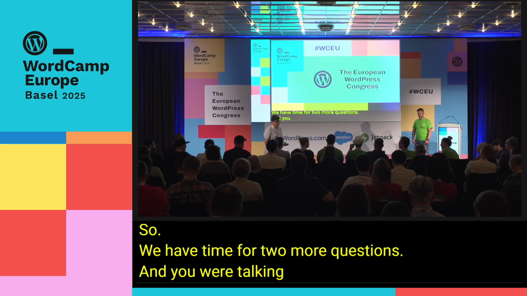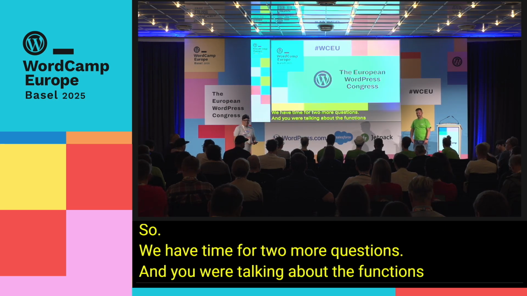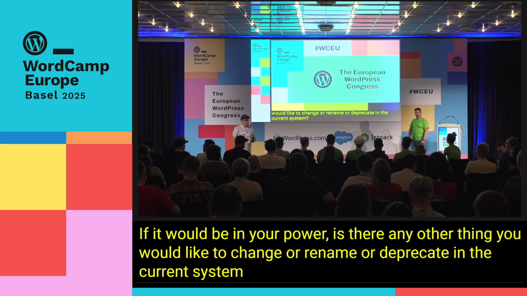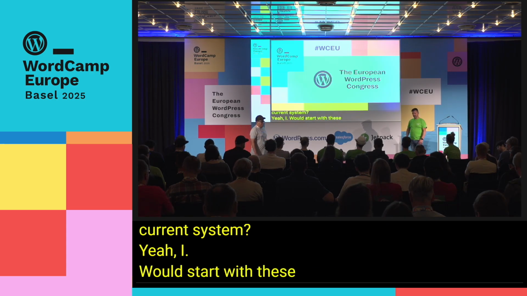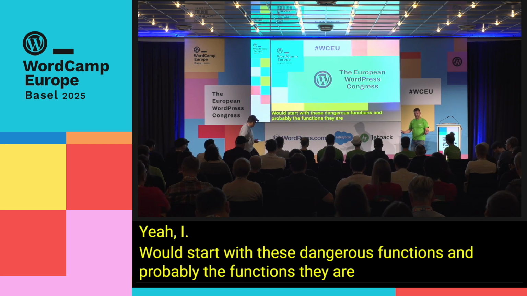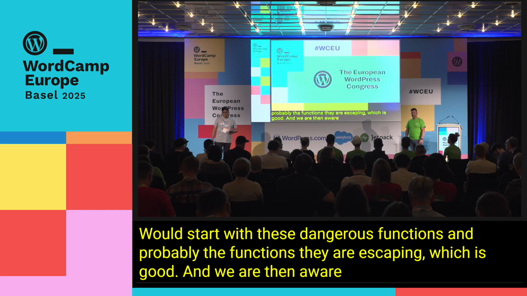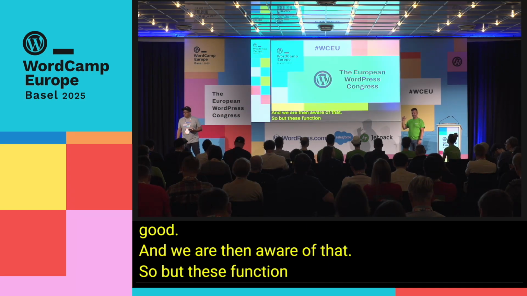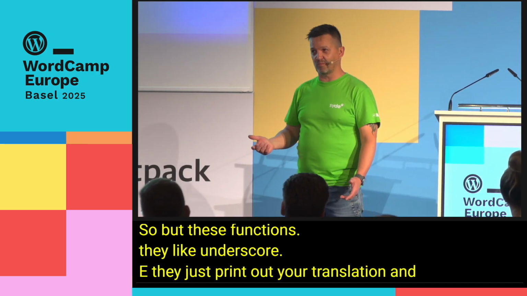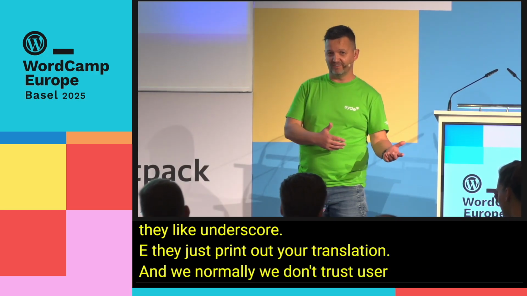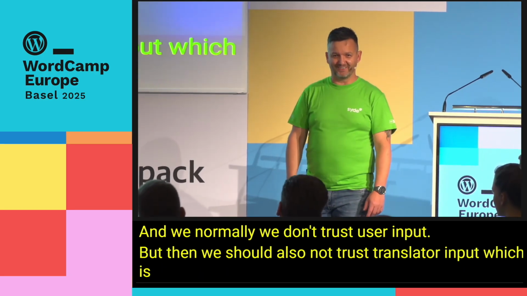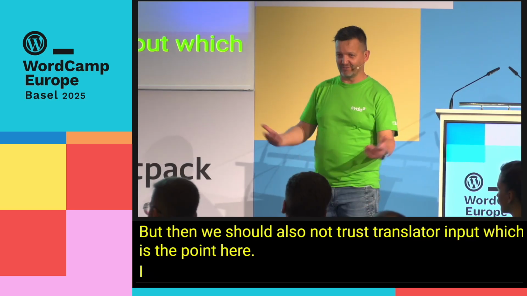You were talking about the ugly functions. If it would be in your power, is there any other thing you would like to change or rename or deprecate in the current system? Yeah, I would start with these dangerous functions, and probably the ugly functions, they are escaping, which is good, and we are then aware of that. But these functions, like _e, they just print out your translation. And normally we don't trust user input, but then we should also not trust translator input, which is the point here, I guess. I would make them obsolete.